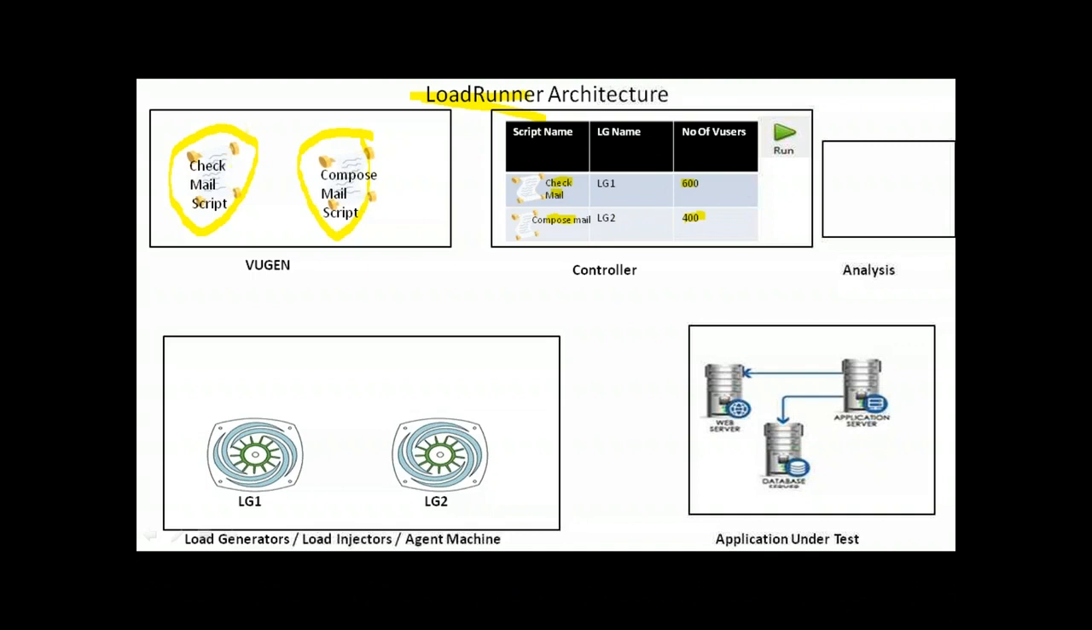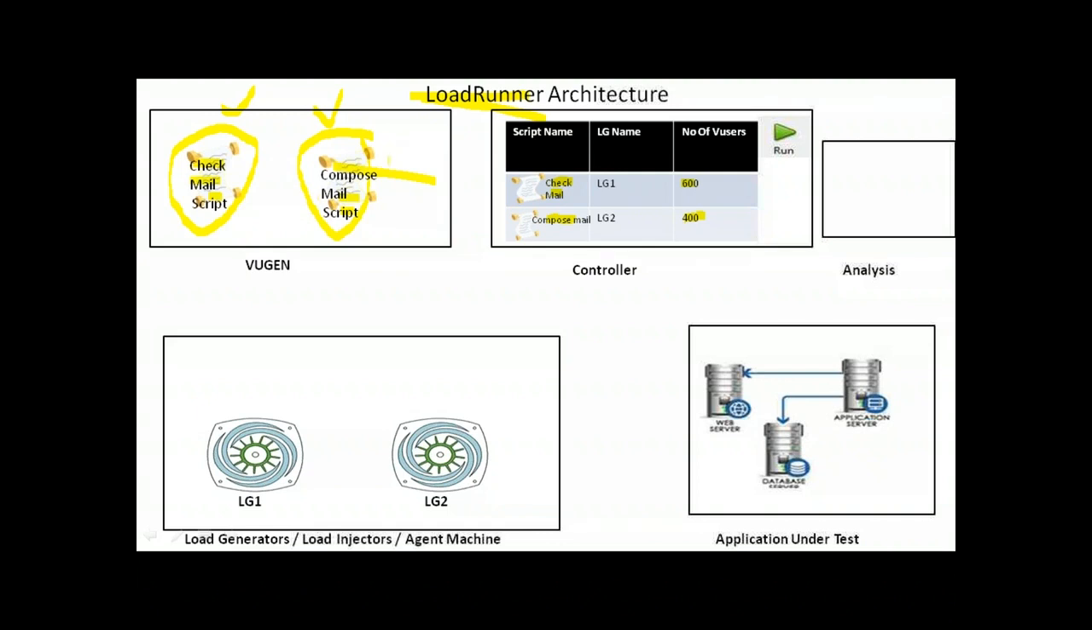Now as a part of the third stage of the performance testing life cycle, you have created these 2 scripts. What are those 2 scripts? Check mail script and compose mail script. Wonderful, you have created the scripts. Then to make sure those scripts are working fine, you have executed those scripts in VUgen separately. The scripts have executed fine without any issues. Now the third stage is also done, which is the test design phase.